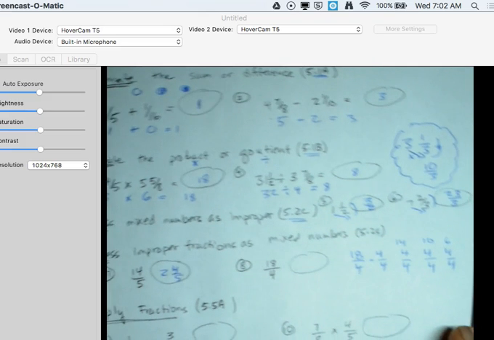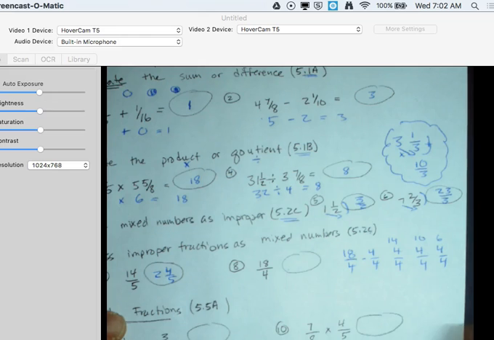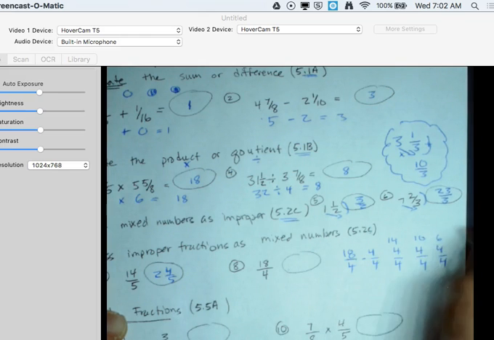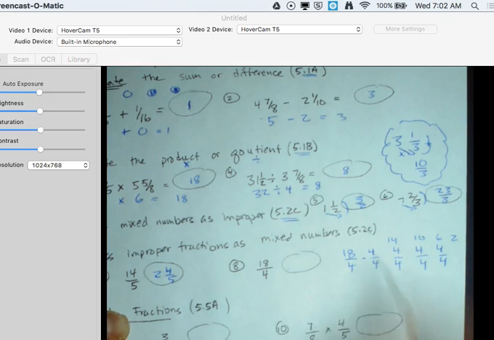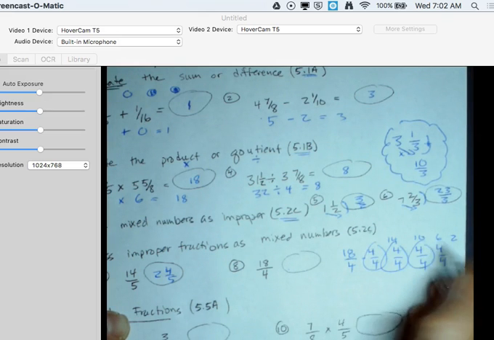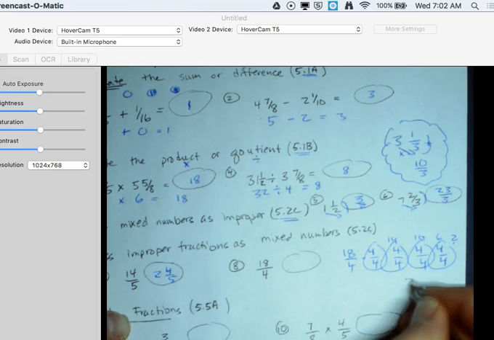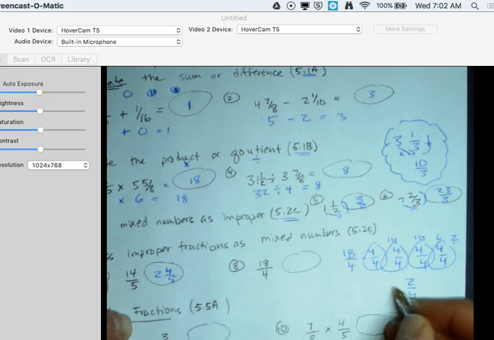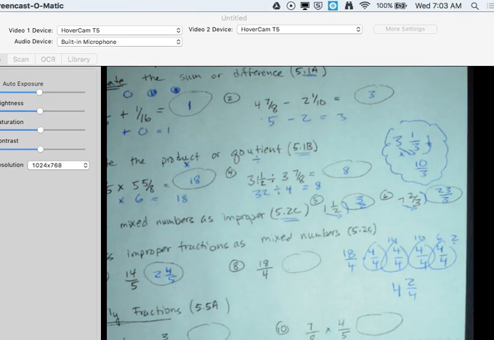And you'll see that I've taken 4, 8, 12, 16. So I only have 2 left over. So I took 4 wholes out, and I still have 2 parts out of 4 left over. So my total here is 4 2/4. Now let me just check to see if it works. 4 times 4 is 16, plus 2 would be 18/4.